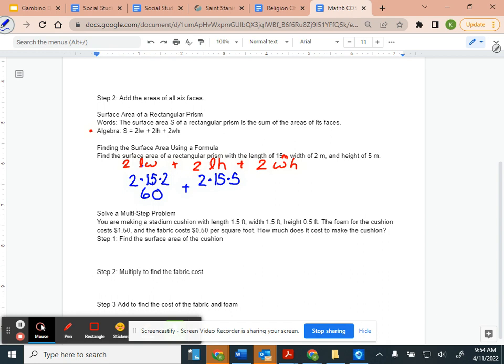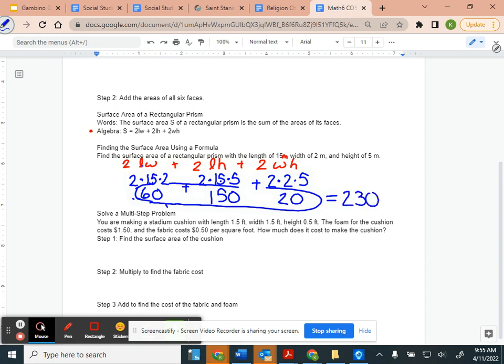Okay? So 5 times 2 is 10. 10 times 15 is 150. Then I have one more. 2 times width times height. So what am I multiplying there, Lily? 2 times 2 times 5. So 2 times 2 is 4, times 5 is 20. So now I need to add these 3 numbers together. 60 plus 150 plus 20. What do I get, Gabby? 230, did you say? 230 meters squared.